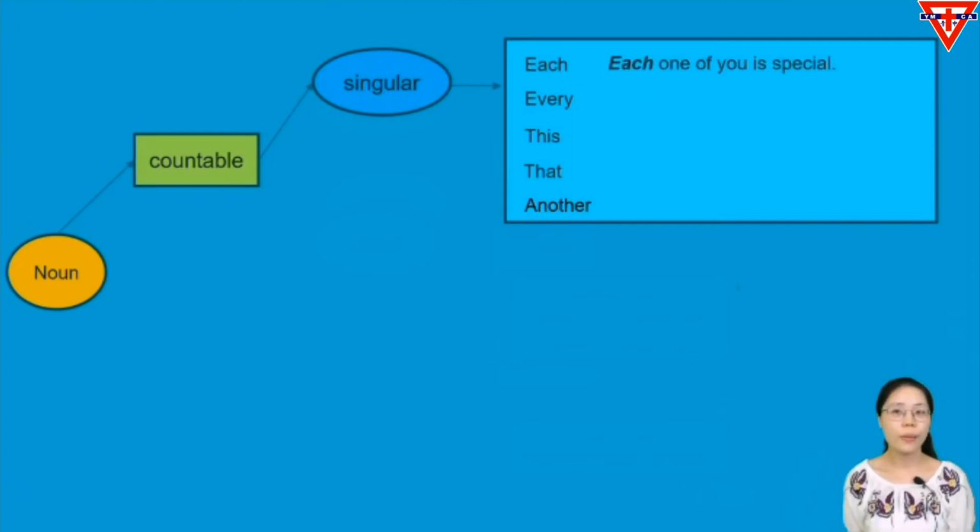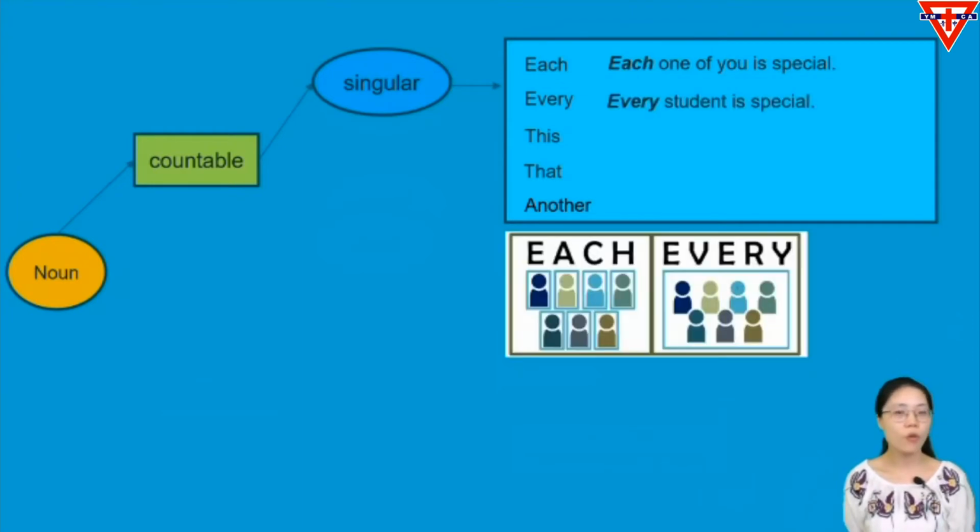Each is more about the unique individual, while every has the idea of a group. As the picture shows here, each one of you is special sees the members of a group as individuals, while the sentence every student is special sees students as one group.